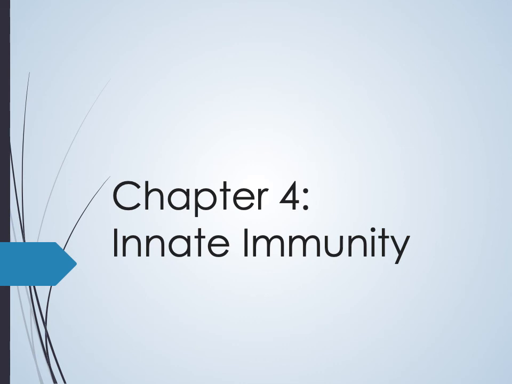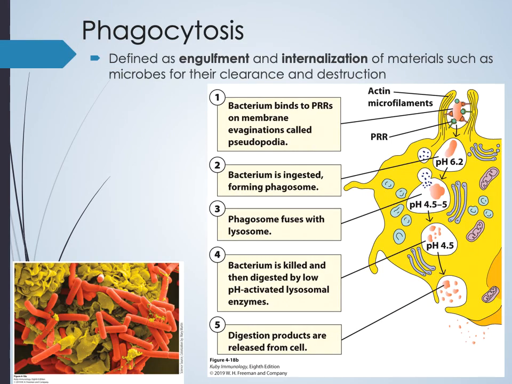So this is the second part for Chapter 4, Innate Immunity. We'll be talking about some of the cellular processes that go on in the innate response. In the first audio lecture for this chapter, we talked about different receptors and also the physical and chemical barriers. So the first process that we're going to look at is phagocytosis.